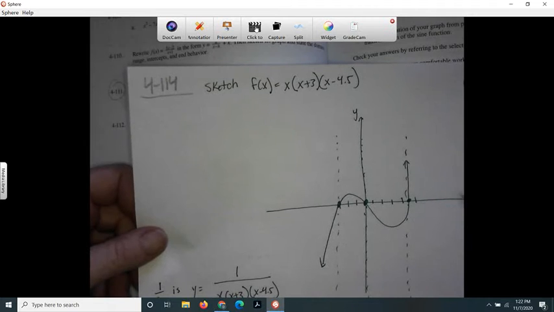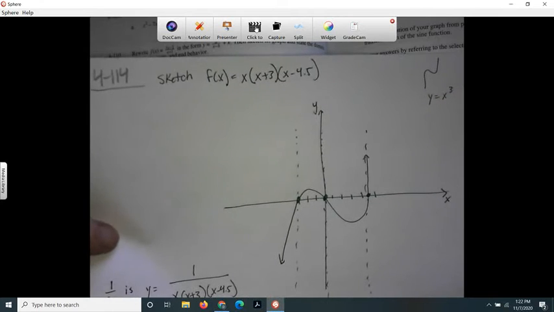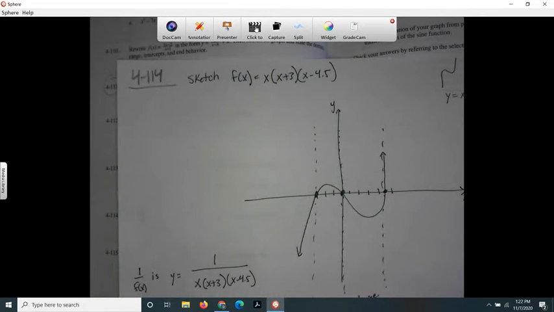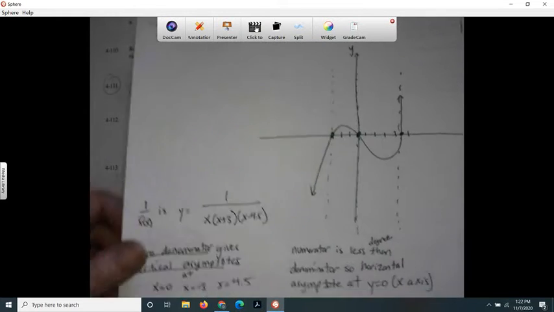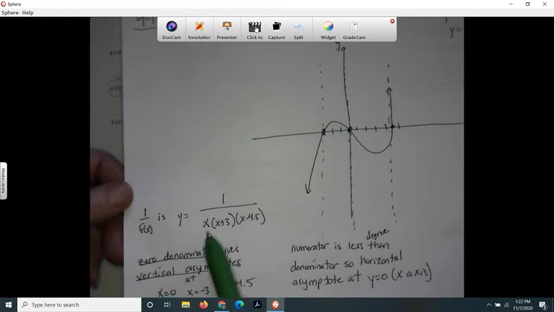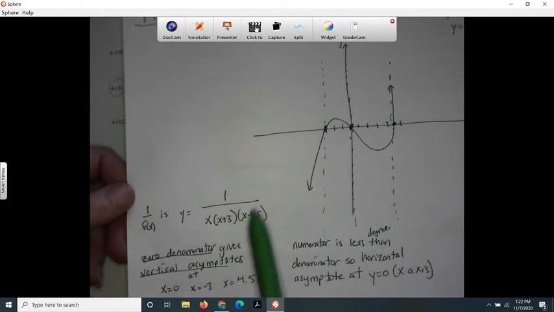Because it's just sketching a graph, I'm not being super careful about it. We just got the x-intercepts. So then we're going to look at 1 over f of x, which is a reciprocal function. So 1 over f of x would just be 1 over this function. And I know some things now about rational functions, because a reciprocal function is a rational function.